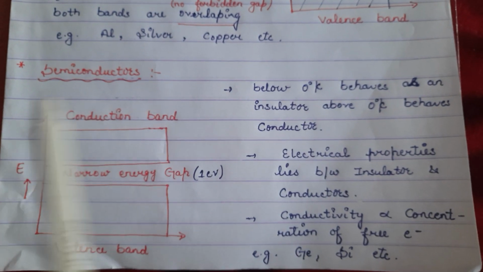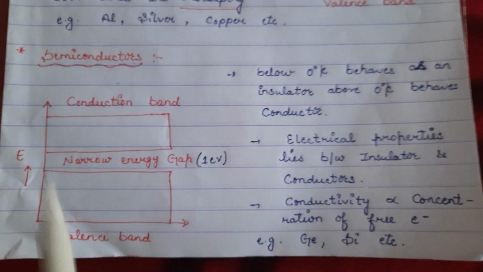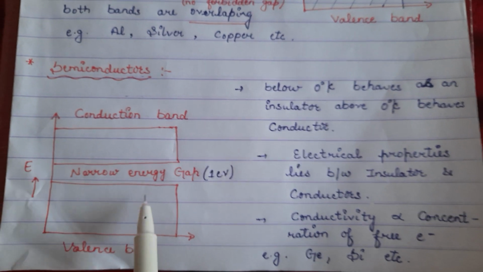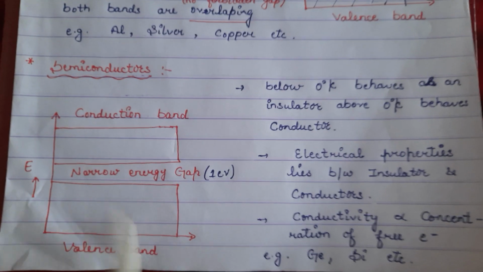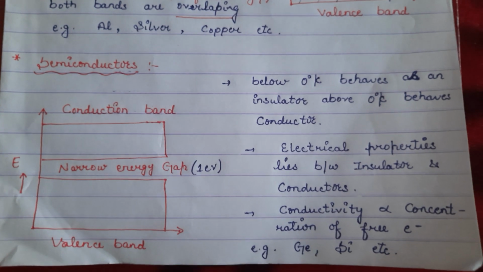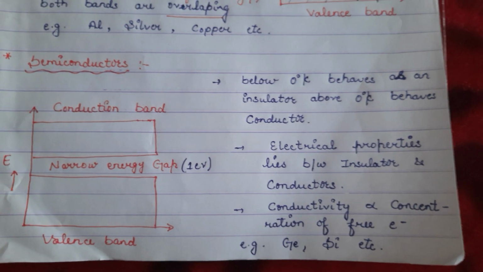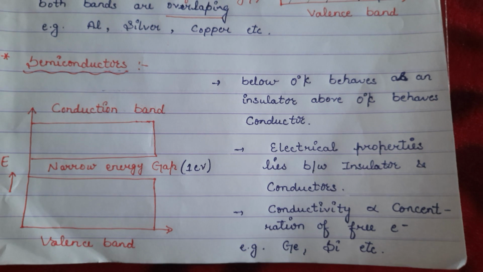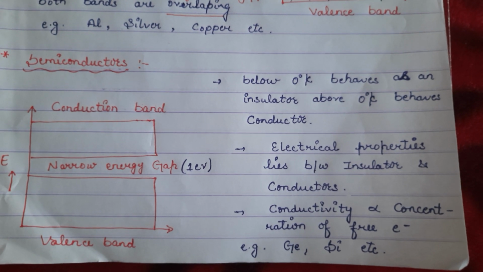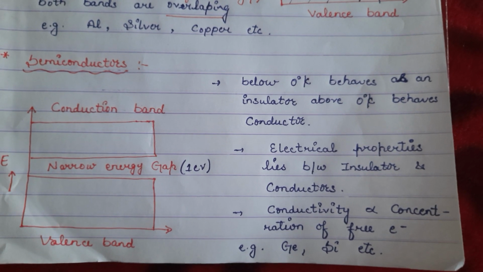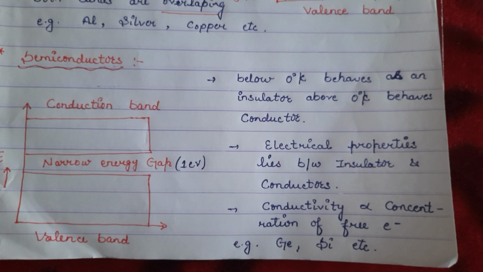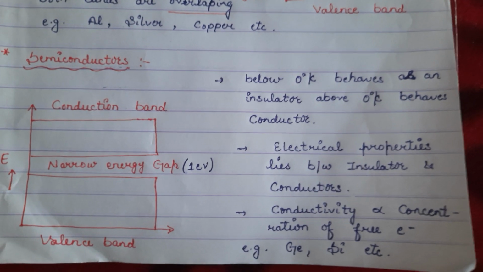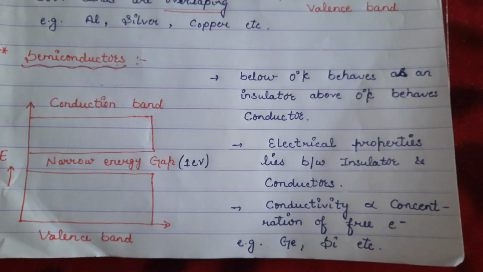If we talk about the energy level diagram of a semiconductor, there is a narrow band gap between the conduction band and valence band. So that means the electrical properties lie between insulator and conductor. What it means is, conductivity is proportional to the free electrons. So examples for that are germanium and silicon.